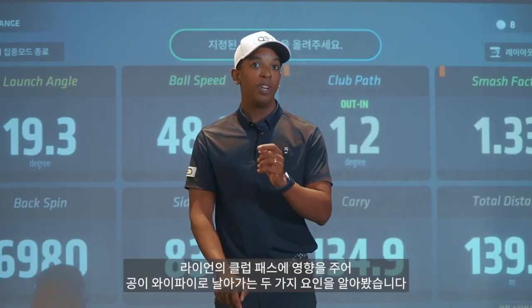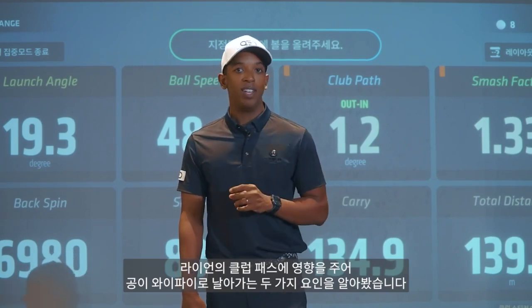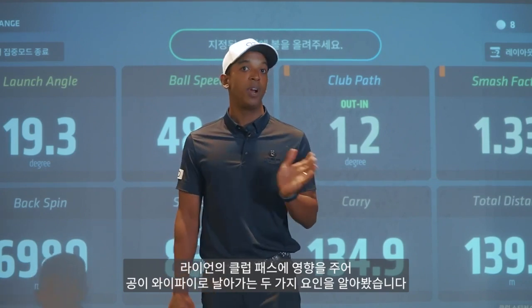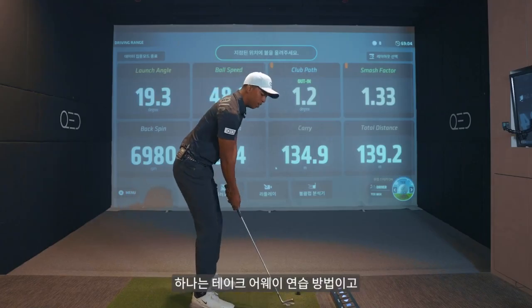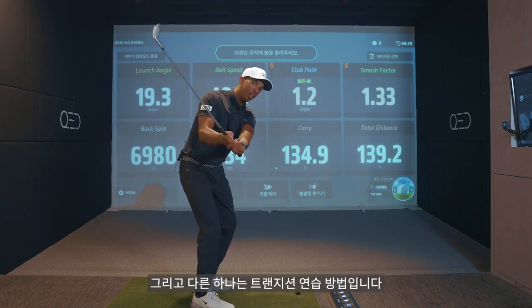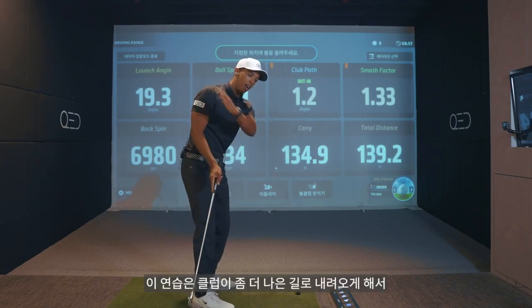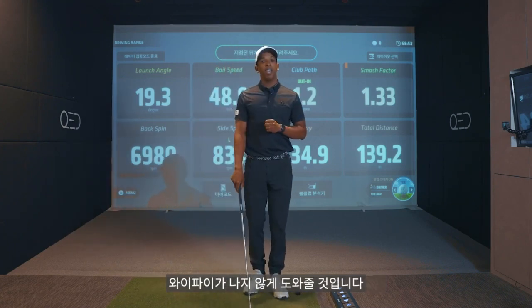In conclusion, what we did today was figure out the 2 main problems that were affecting Ryan's club path and causing that ball to spray all over the place. So we gave him 2 drills. We had a takeaway drill to help get the club in a better spot, and then we also had a transition drill to help get the club moving on a better path on the way down to help get that dispersion a little bit tighter together.